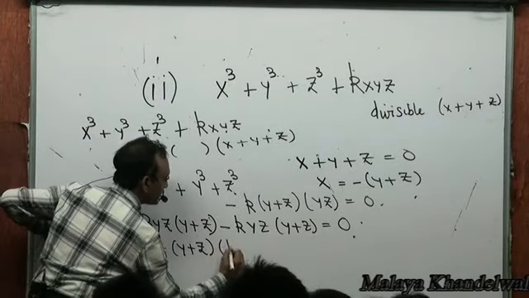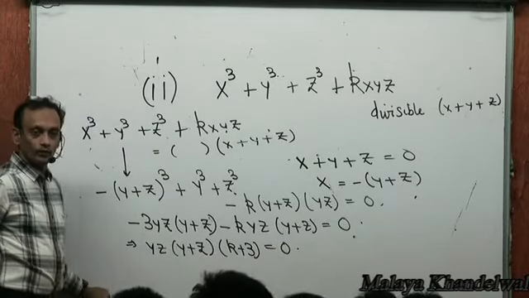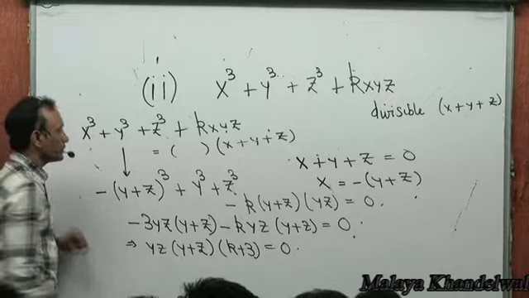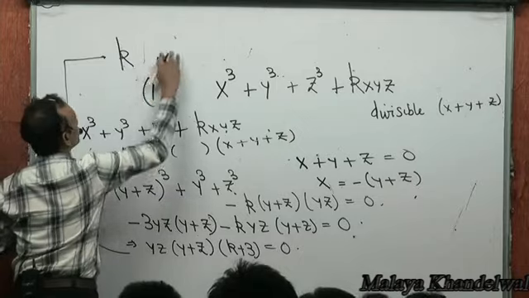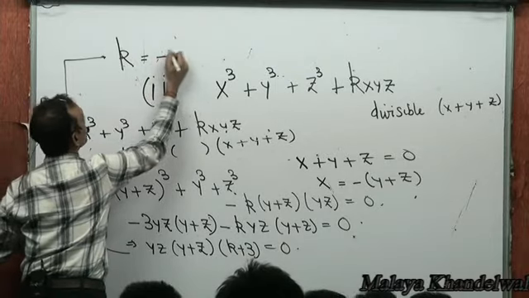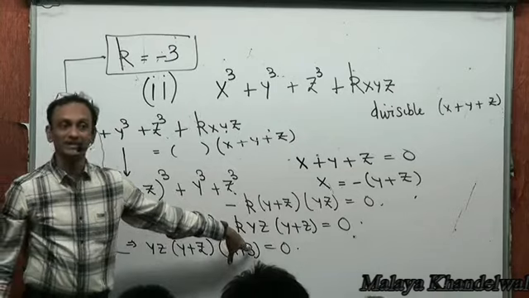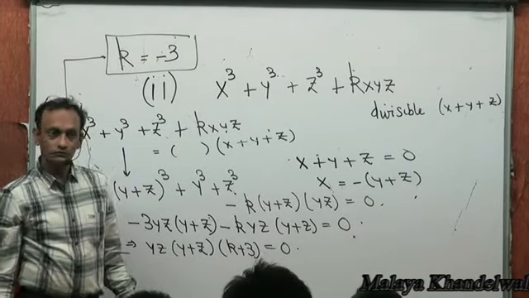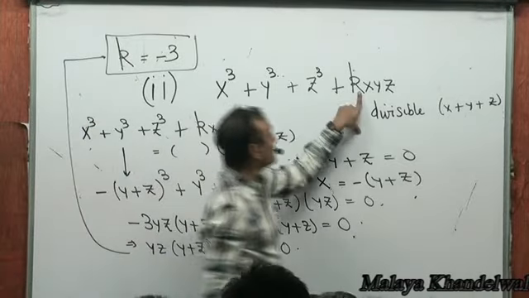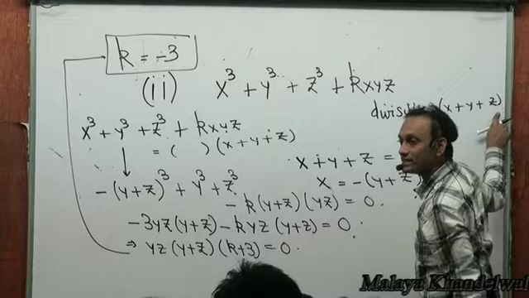Take yz into y plus z common. You end up getting k plus 3 equal to 0, right? Which gives you k equal to minus 3. So for k equal to minus 3, this will be divisible by x plus y plus z.